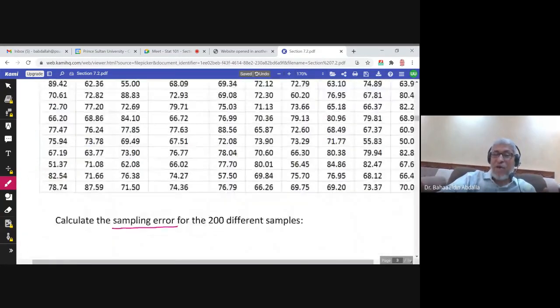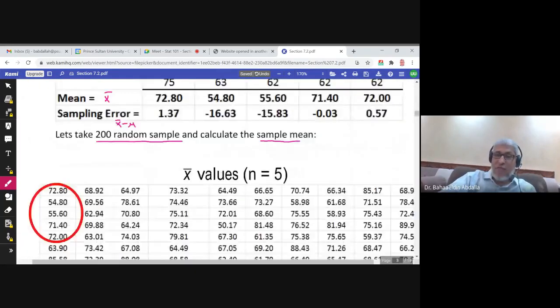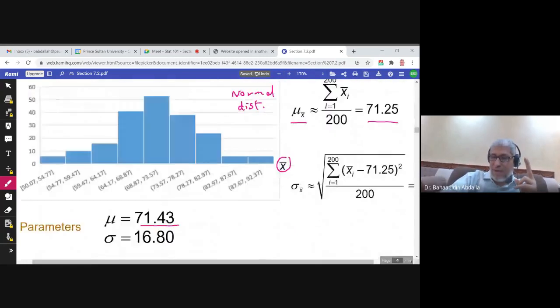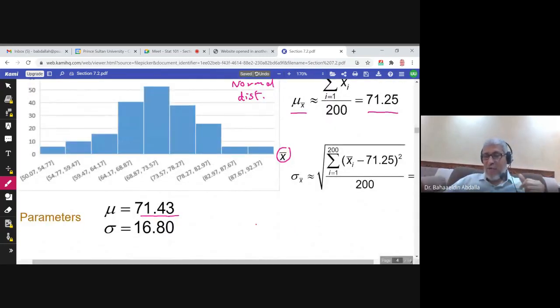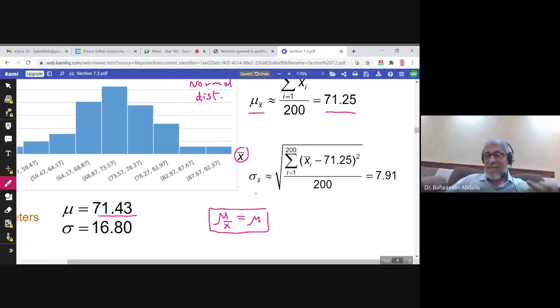Now, if you take all the possible samples, here remember 6 million, if you take all the possible samples, you will find that mu X bar is always exactly equal to mu. So this is what you are going to find. Mu X bar would always be equal to mu, while sigma X bar is not equal to sigma. It's less than sigma. So sigma X bar would be found in this case to be 7.91.